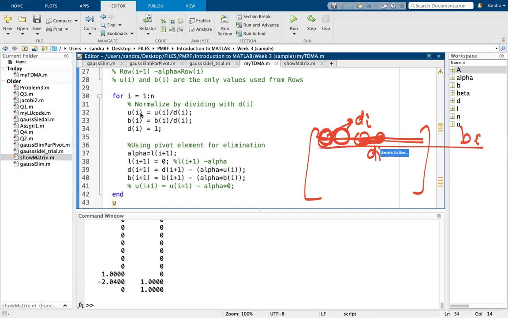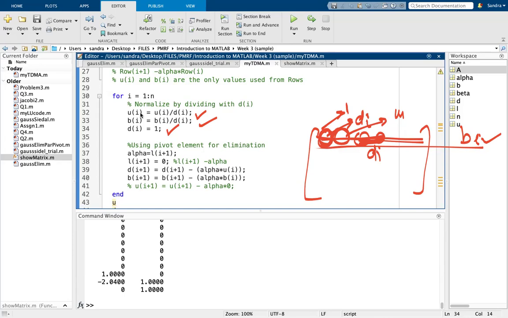So this becomes 1. This becomes UI divided by DI here. And this becomes beta I divided by DI. And DI divided by DI is always 1. Okay, so this is what you do first: normalize by dividing by DI. Next, once you have divided it, this is the Gauss elimination part only, just a simplified version of it. So I divide that by the pivot element, that is DI, and then I have to do some row operations so that I can make the lower entry 0.